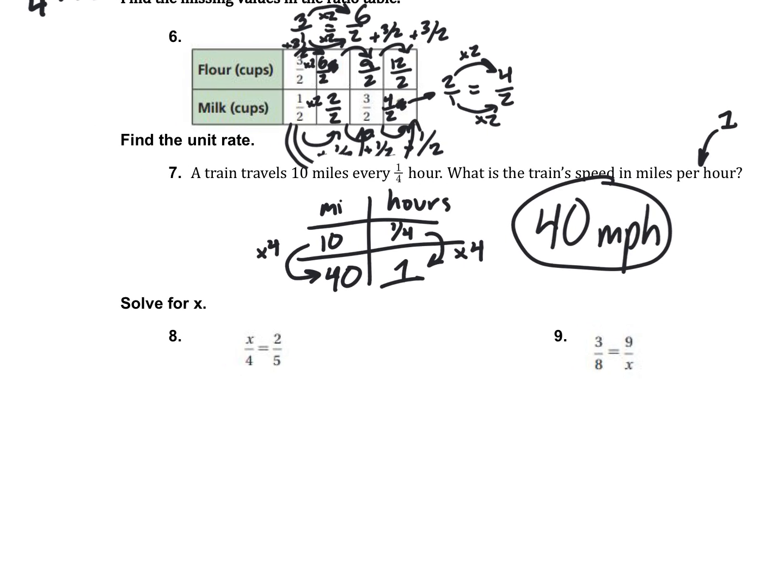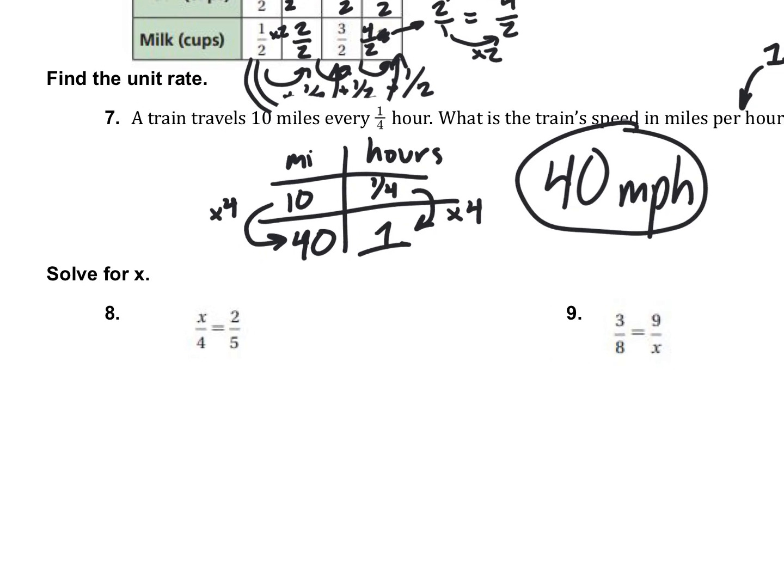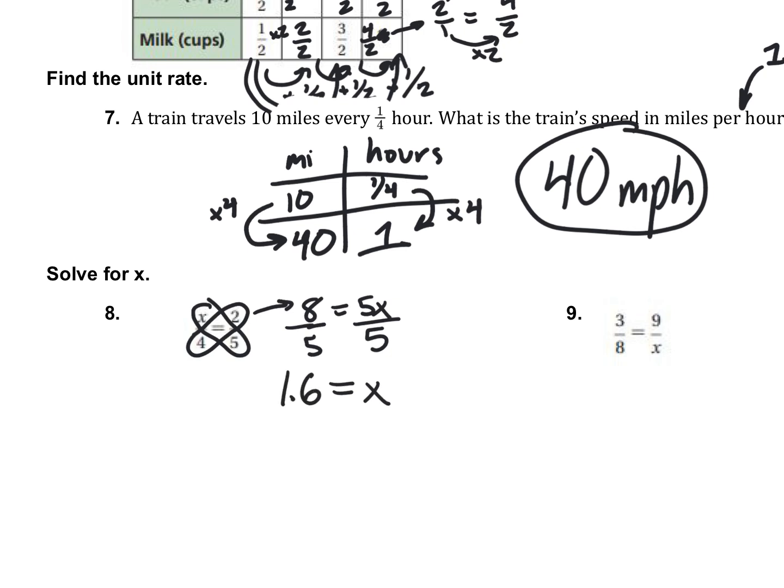All right, last two for this page. I've got 8 and 9. Solving for x. Whole bunch of things we can do here. I'm going to do our cross multiply butterfly method and see that 4 times 2 is 8, 5 times x is 5x. I'm going to divide both of these by 5, and I end up at 1.6 for an answer.